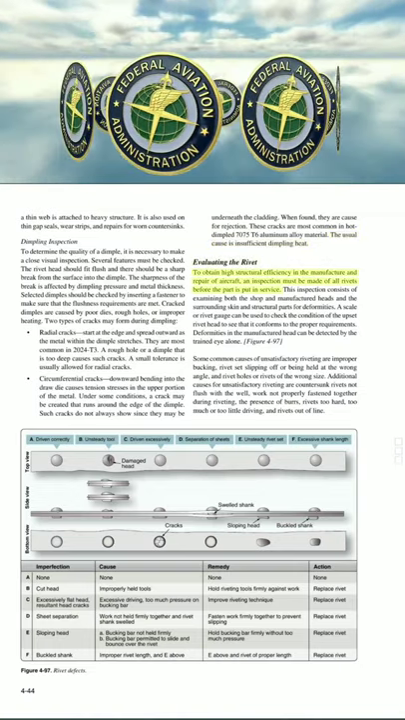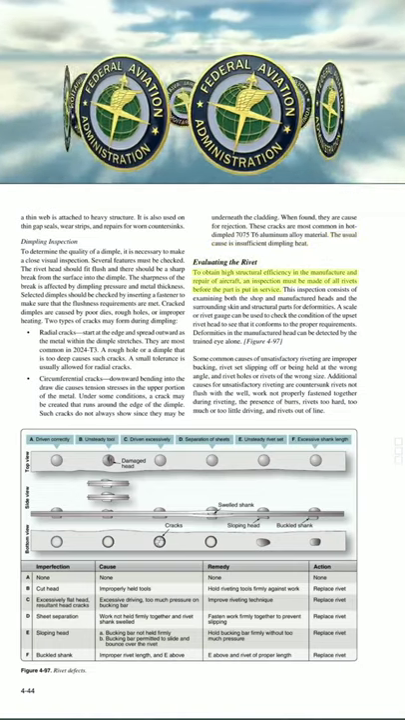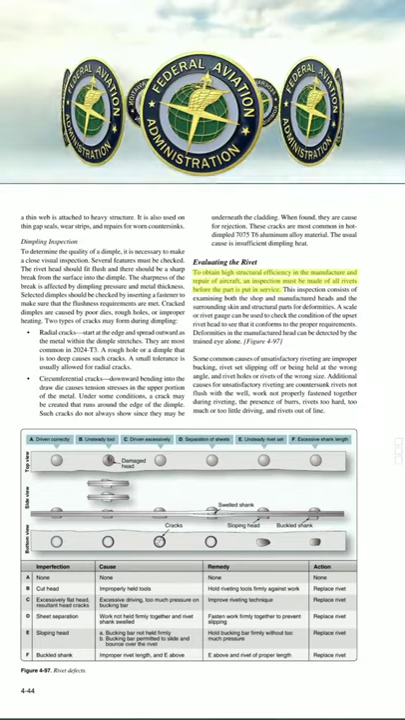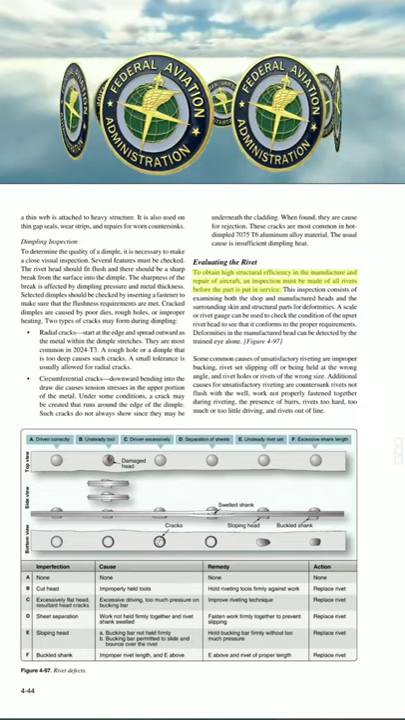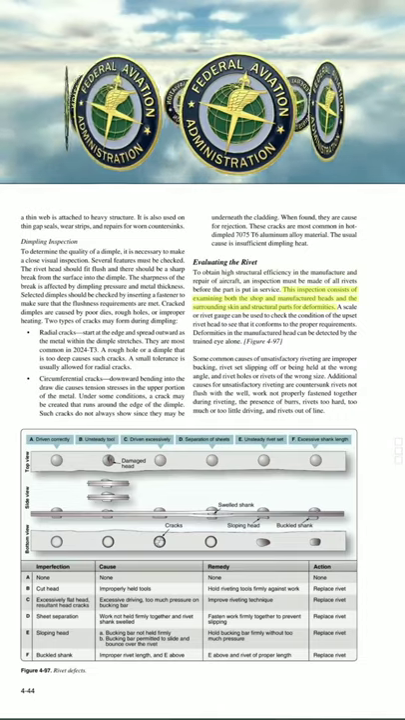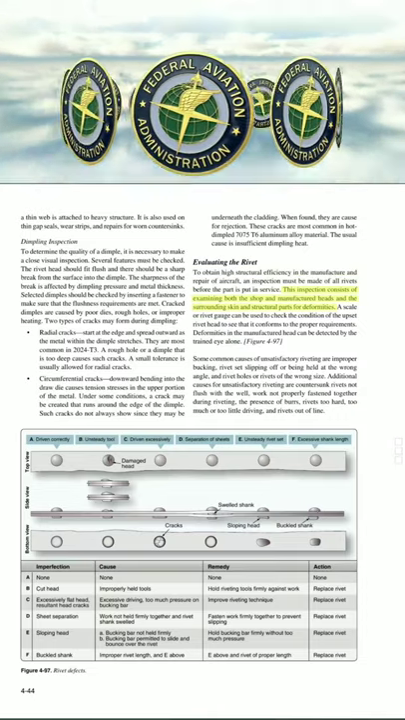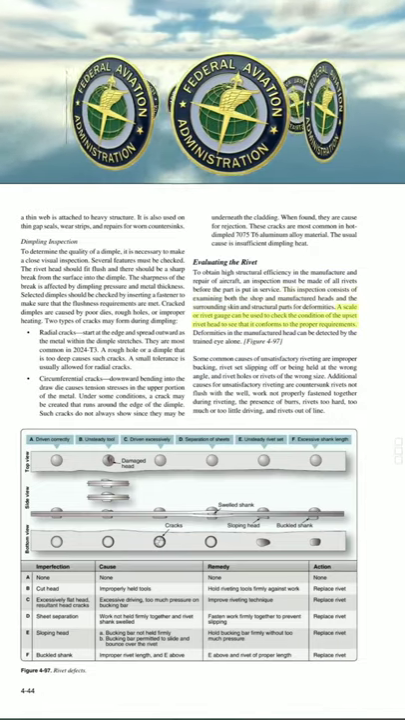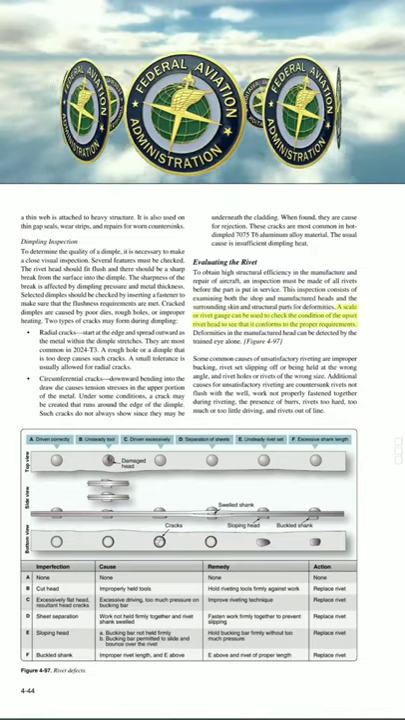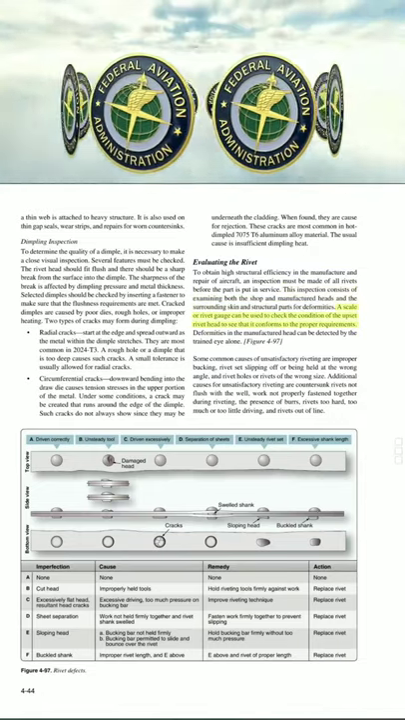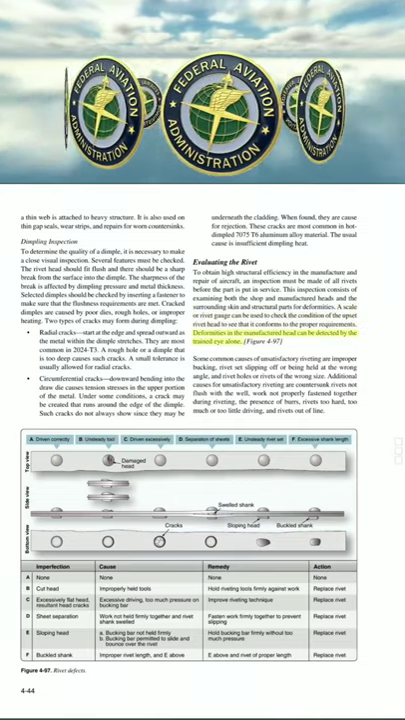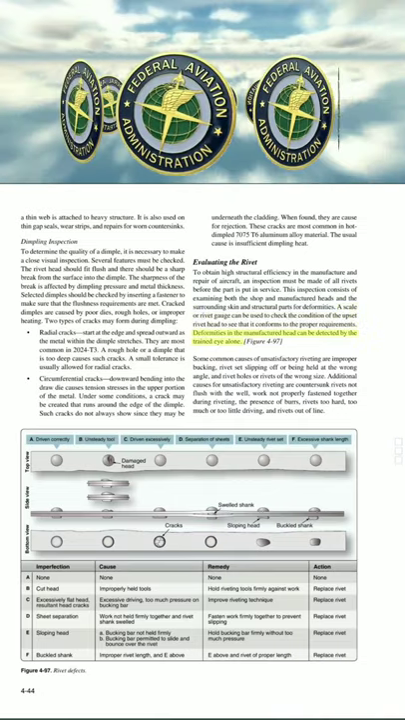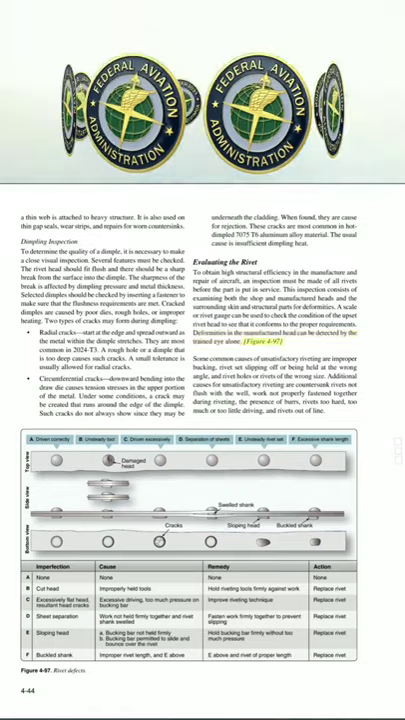Evaluating the rivet. To obtain high structural efficiency in the manufacture and repair of aircraft, an inspection must be made of all rivets before the part is put in service. This inspection consists of examining both the shop and manufactured heads and the surrounding skin and structural parts for deformities. A scale rivet gauge can be used to check the condition of the upset rivet head to see that it conforms to the proper requirements. Deformities in the manufactured head can be detected by the trained eye alone.